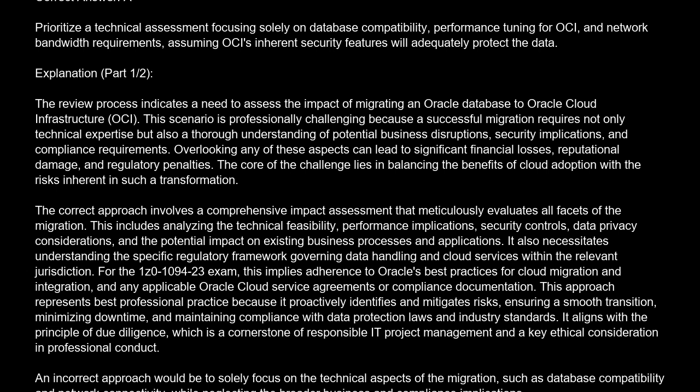For the 1Z0-1094-23 exam, this implies adherence to Oracle's best practices for cloud migration and integration, and any applicable Oracle Cloud Service agreements or compliance documentation. This approach represents best professional practice because it proactively identifies and mitigates risks, ensuring a smooth transition, minimizing downtime, and maintaining compliance with data protection laws and industry standards. It aligns with the principle of due diligence, which is a cornerstone of responsible IT project management and a key ethical consideration in professional conduct.